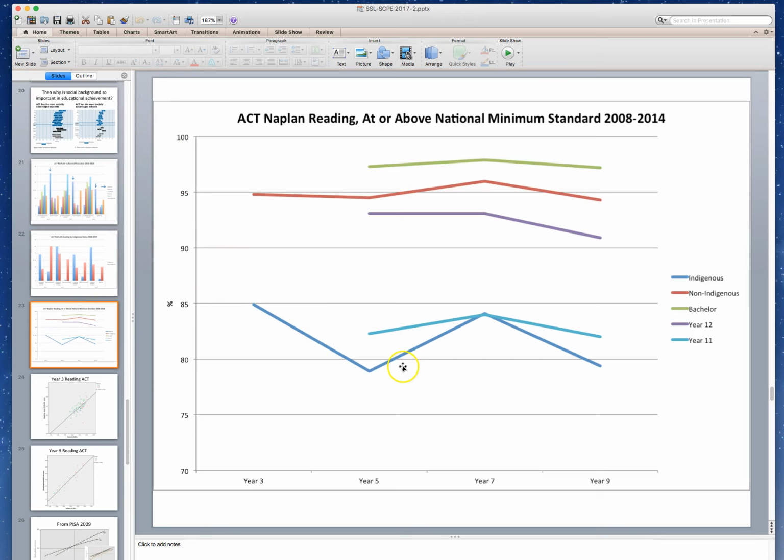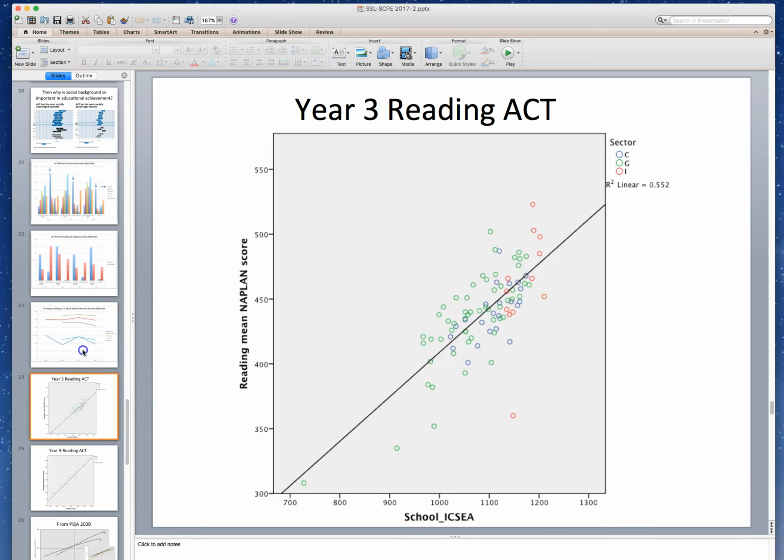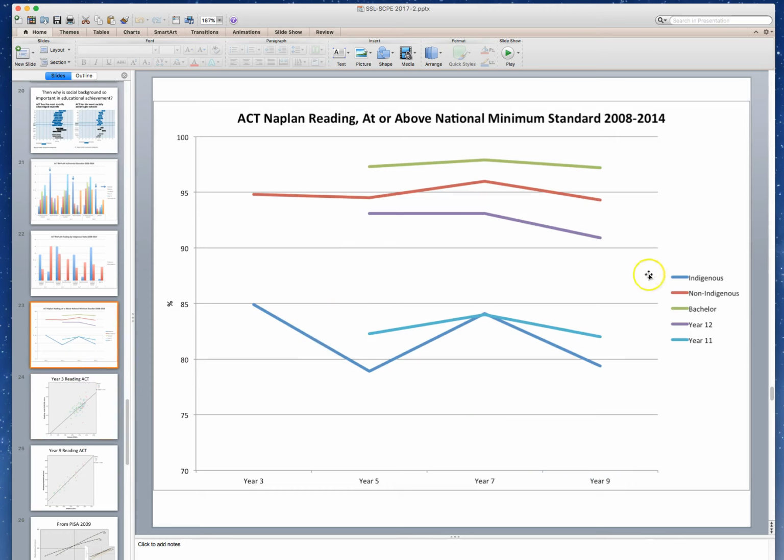Same graphs in a different form, but you can see here, years 3, when we had the group of students at year 3, same kids in year 5, same kids in year 7, same kids in year 9, that parents with a bachelor's degree, they're at the top and they're staying at the top. These are the lines, okay, so the year 12 line, kids whose parents had year 12, or kids whose parents had year 11, are not actually changing. They're still the gaps that exist between each data point.